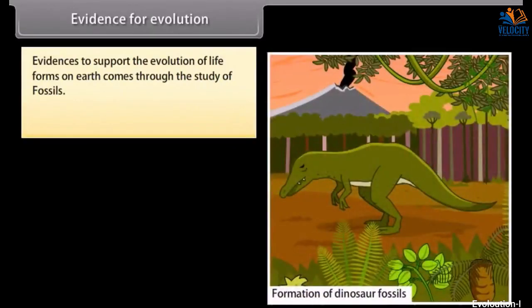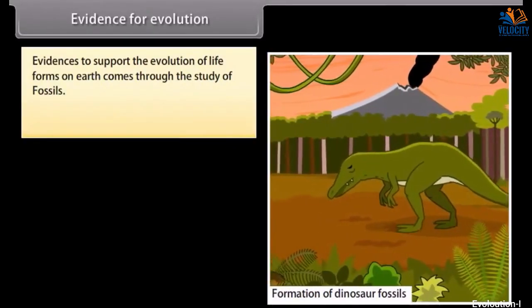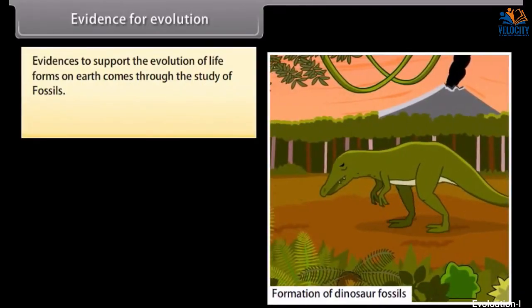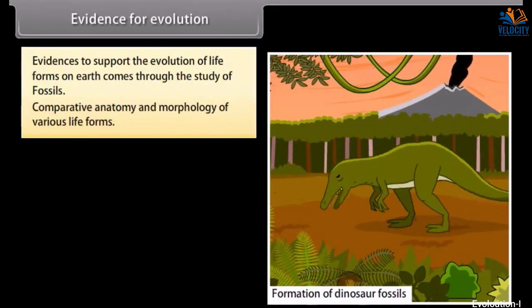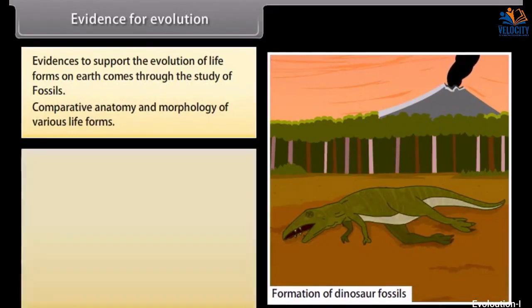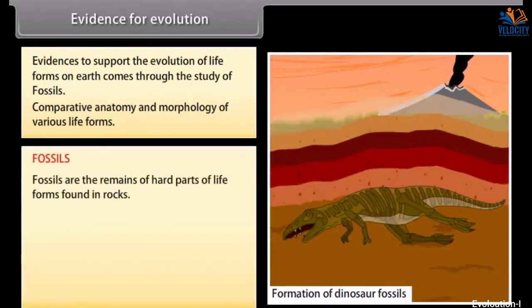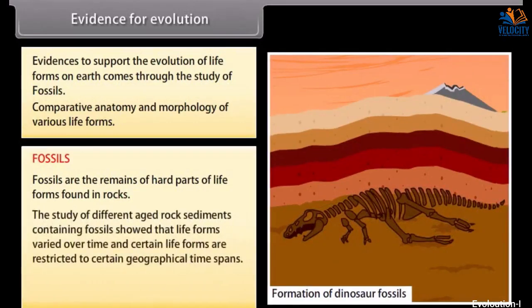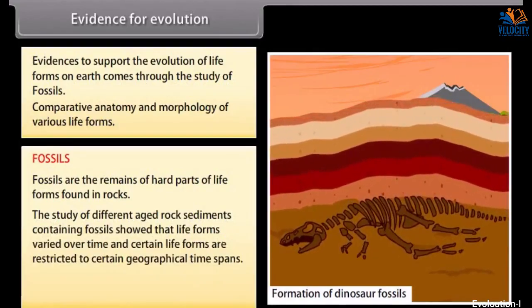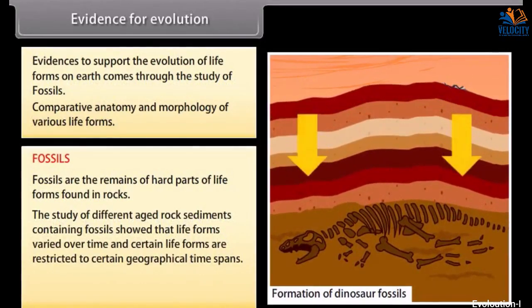Evidence for evolution. Evidences to support the evolution of life forms on Earth come through the study of fossils, comparative anatomy and morphology of various life forms. Fossils. Fossils are the remains of hard parts of life forms found in rocks. The study of different aged rock sediments containing fossils showed that life forms varied over time and certain life forms are restricted to certain geological time spans. Such evidence is referred to as paleontological evidence.